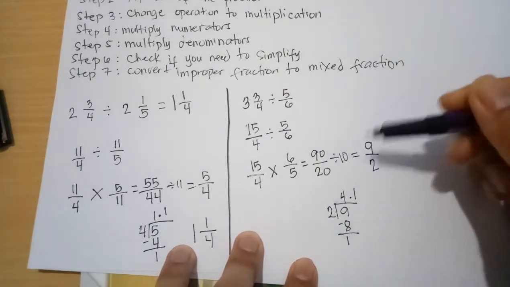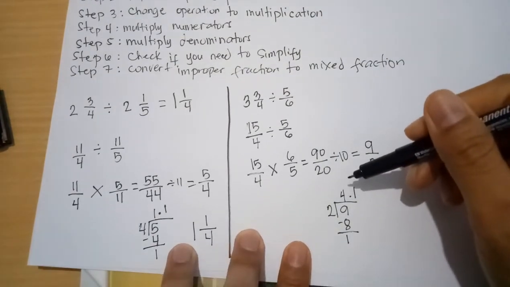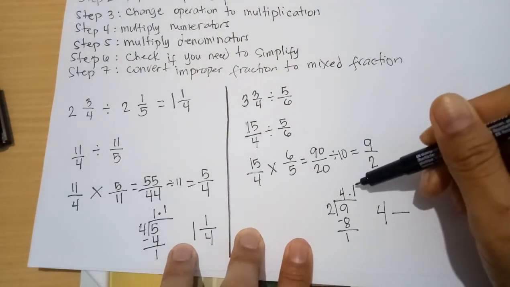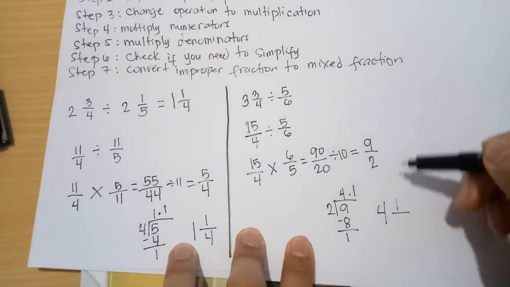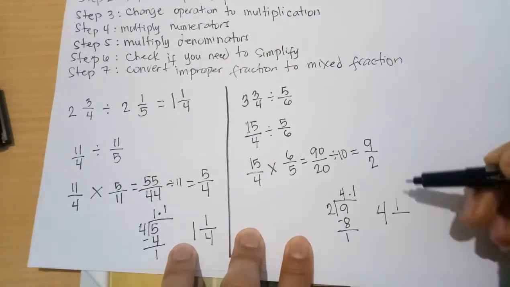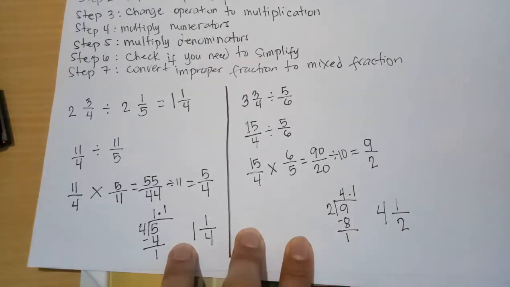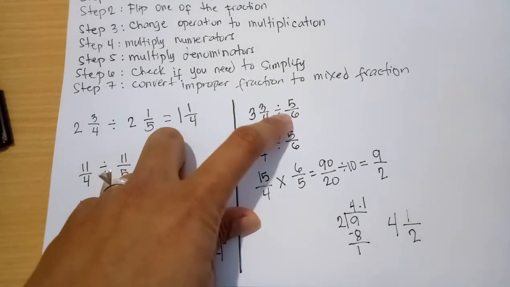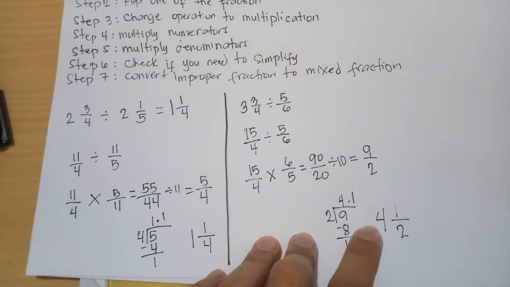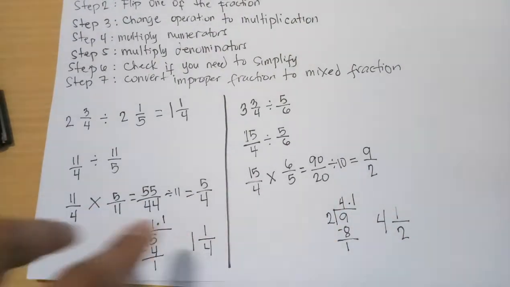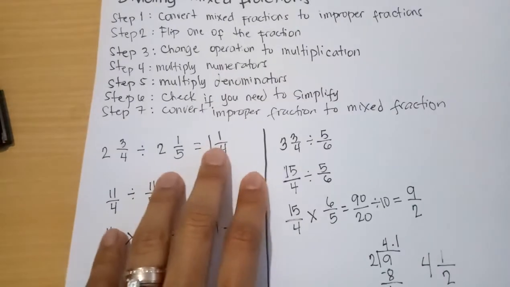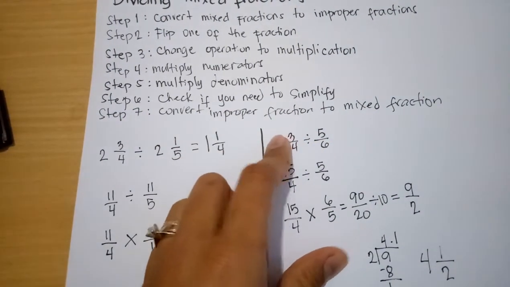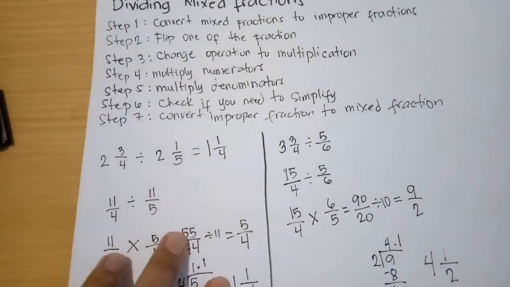So 4 will be our whole number, since it's the number on the left of the decimal point. Our numerator will be 1, and our denominator is going to be the same, 2. That's it. So this is our answer to the problem 3 3/4 divided by 5/6. The answer is 4 1/2. So that's how you get the answer as a mixed fraction.